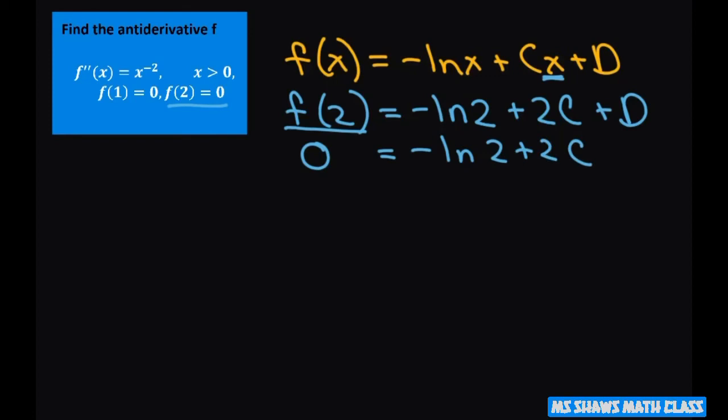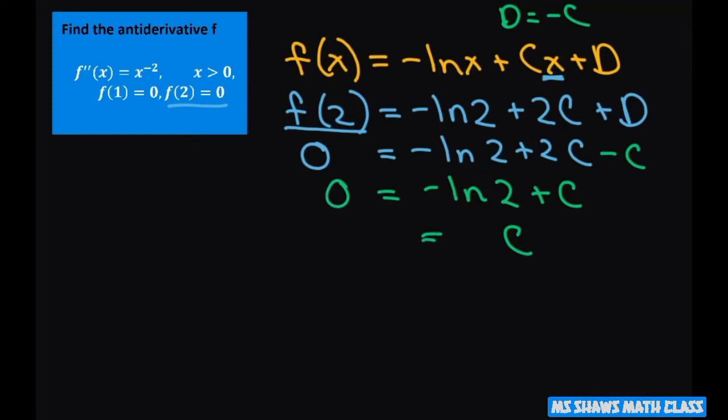Also, our d, remember, was negative c. So I can substitute that. Now we have 0 equals negative ln of 2 plus 2c minus c, so this equals 0. Add ln of 2 to both sides, and you get ln of 2 equals c.